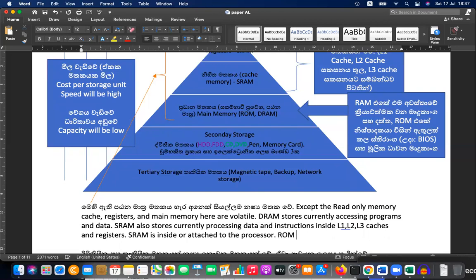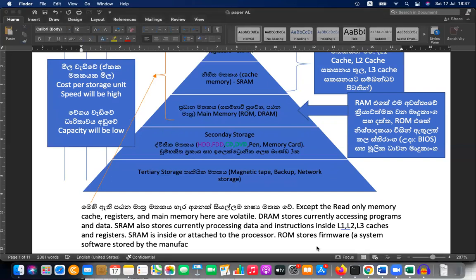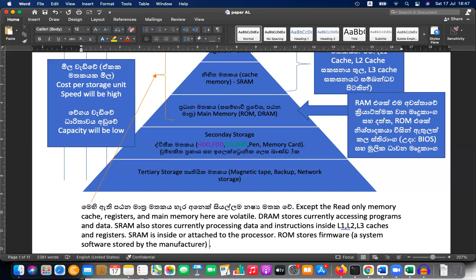ROM stores firmware, the system software stored by the manufacturer. So these are the points. So this has many points, right? It's stored by the manufacturer. A system software that is called firmware, such as BIOS and bootstrap loader.